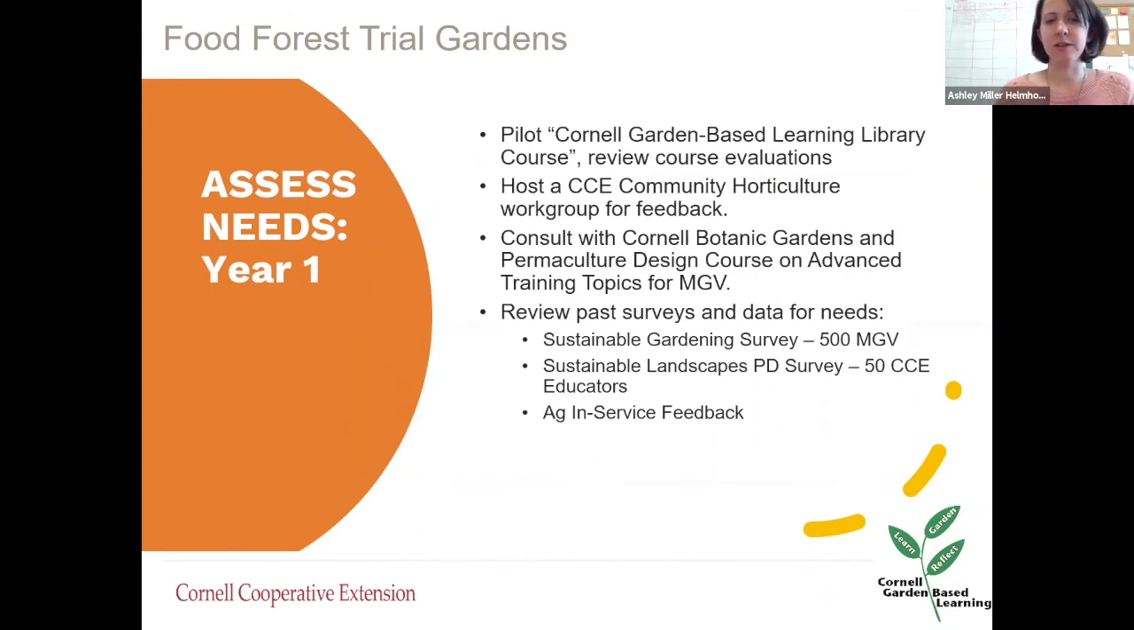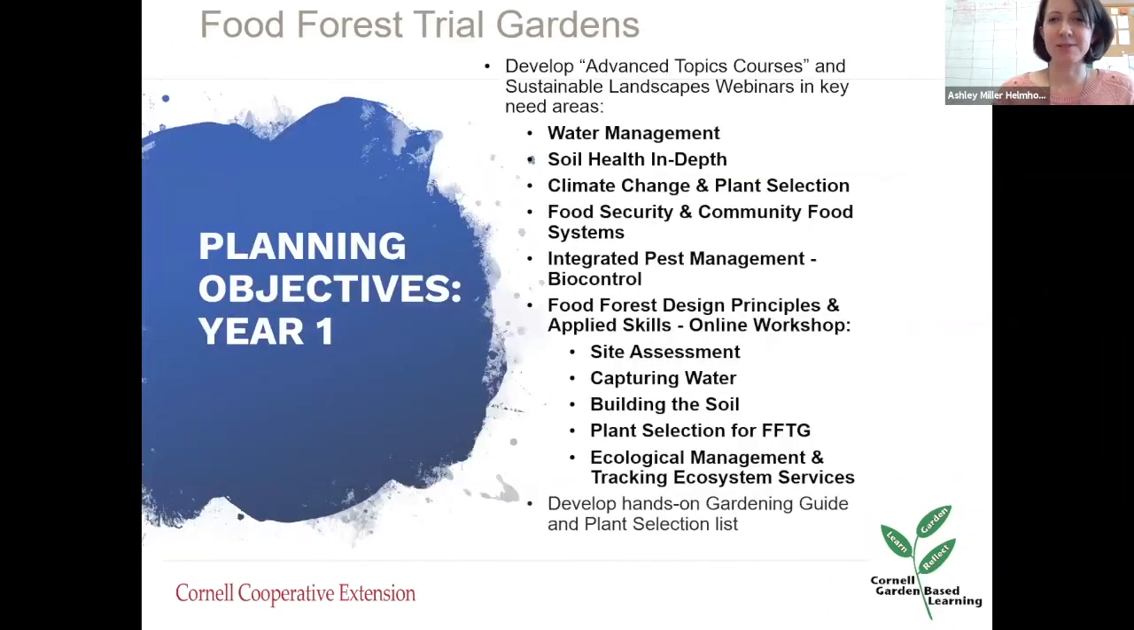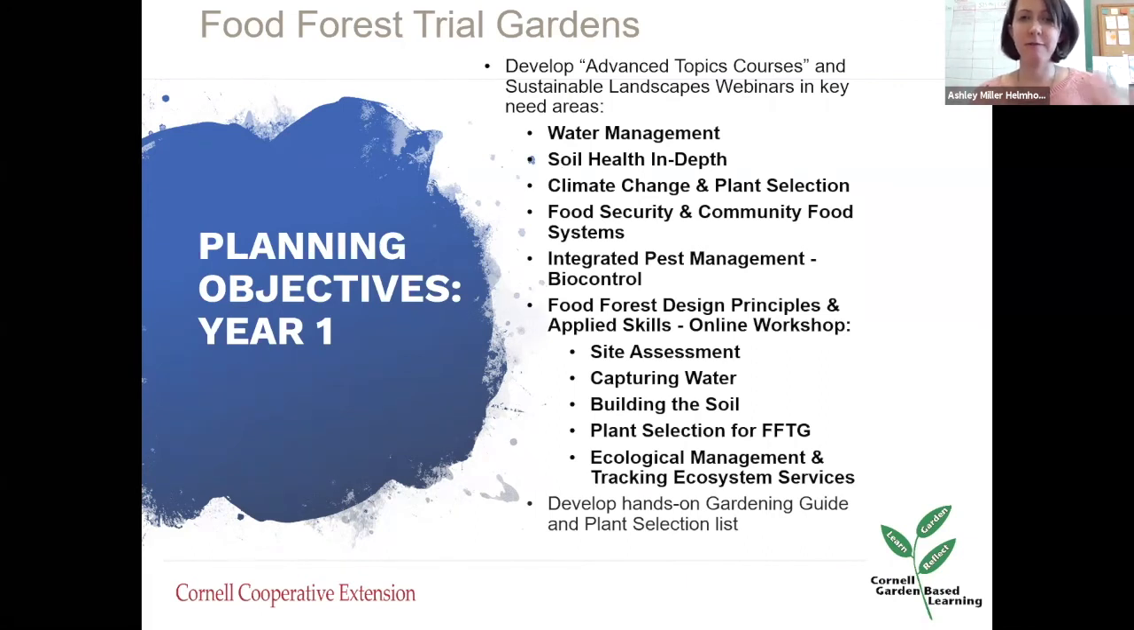And like I said, we've done a number of these surveys with partners across the state and looked at the feedback we've gotten. Here are some of the next steps that came out of that. We have a couple of advanced topic courses that we want to add to our core training based on the feedback. Water management, rain gardens and xeriscaping are a big area that master gardeners want to learn more about. Soil health and depth, climate change and plant selection are huge areas that got a lot of votes from all our participants in the course, as well as integrated pest management, specifically biocontrol.